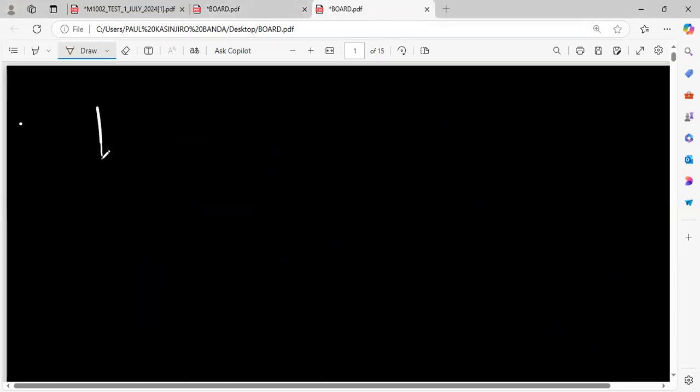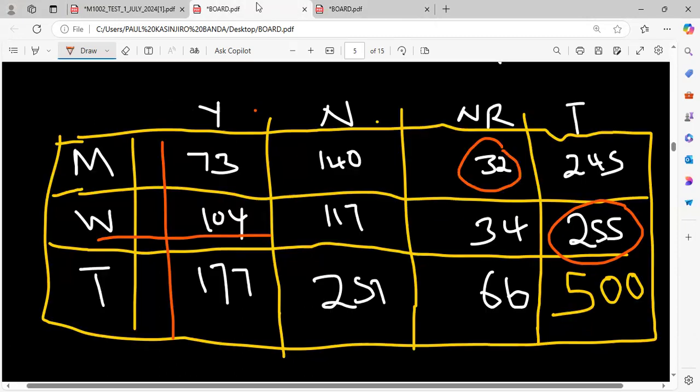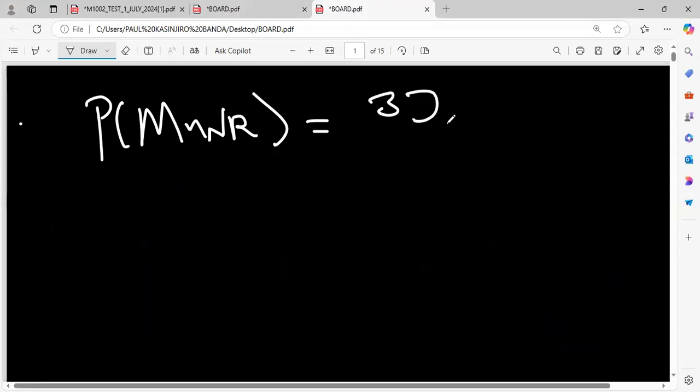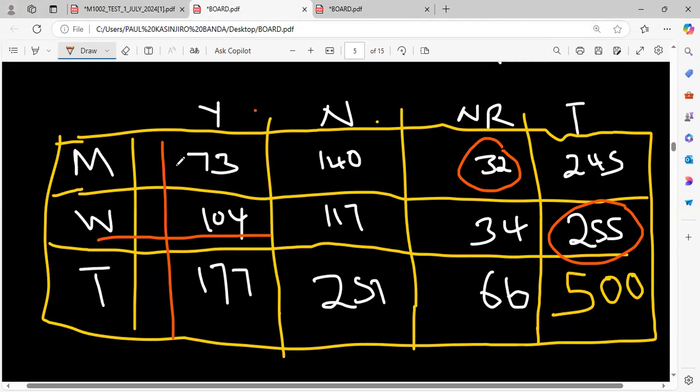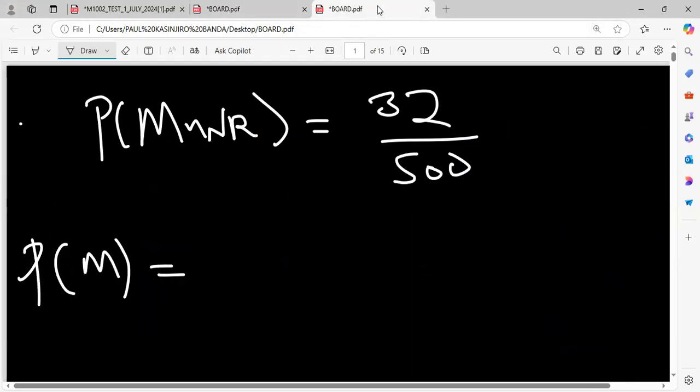So the probability of man intersection no response is equal to 32 divided by 500. And then what is the probability of man? We are going to get the total men that we have. So the total men is 245, divided by 500. So 245 divided by 500.